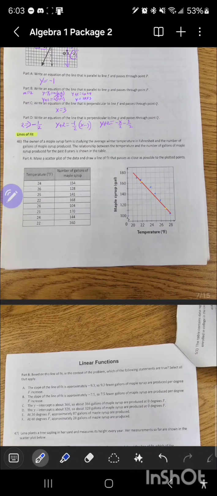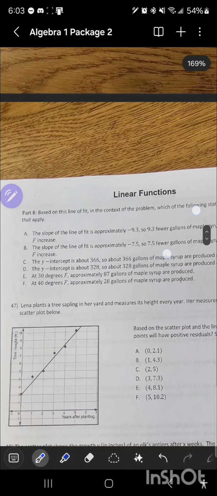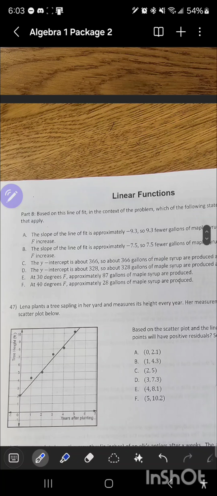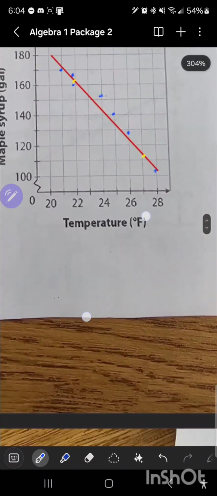Okay, I'm sorry for the cut. I need to do this again. Basically now, we need to do part B, and part B says that the slope of the line is approximately that number. So to make sure it is the number they're saying, we just calculate it, using points on the line.